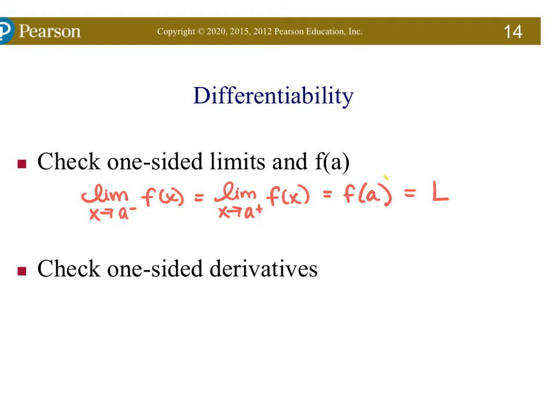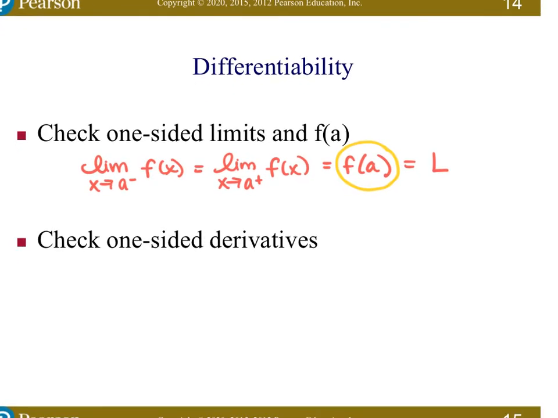This part of checking f of a is a part that often gets skipped. People forget that they have to check that center point to make sure it's not removable. Once you've checked those things, then you can move on and check the one-sided derivatives.